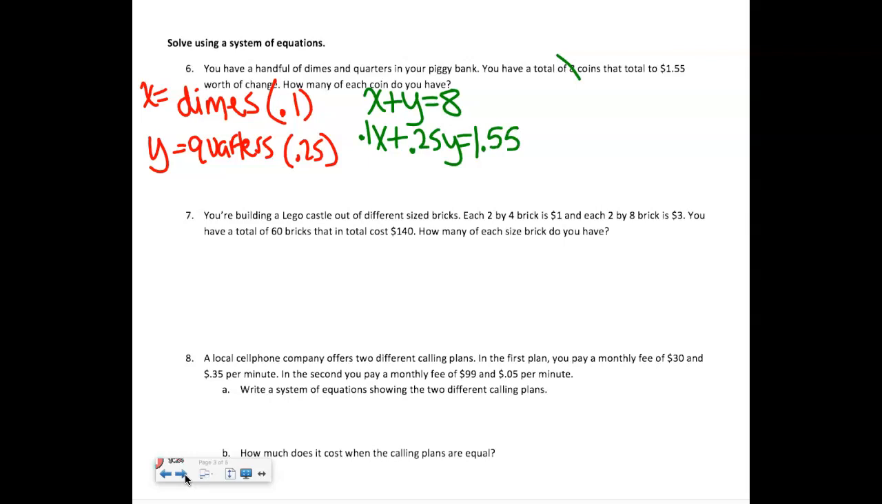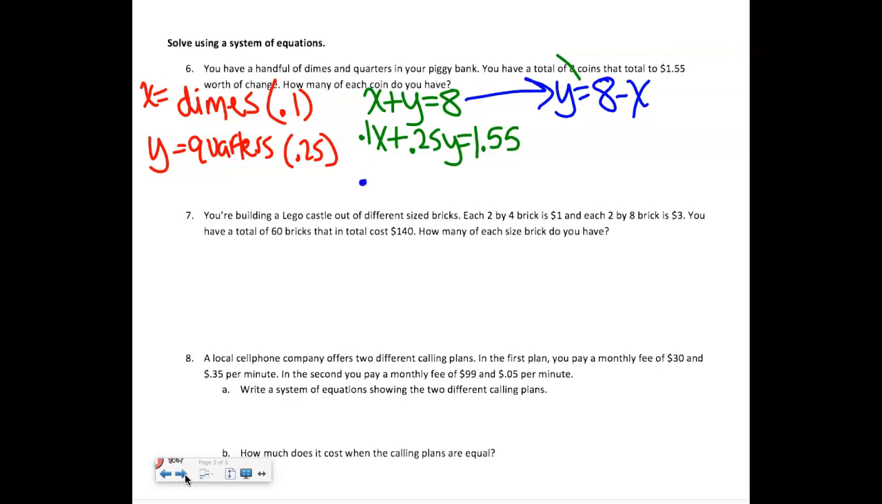Okay, now it's up to you what method you want to use. I personally, for these problems, like to use substitution. So I'm going to take that top equation there, and I'm going to subtract x. So that means this equation is now going to become y equals 8 minus x.